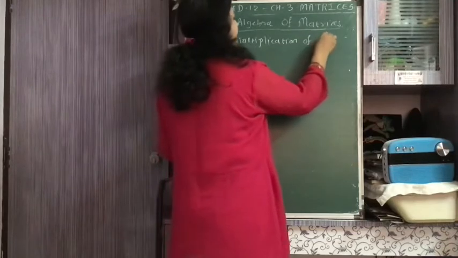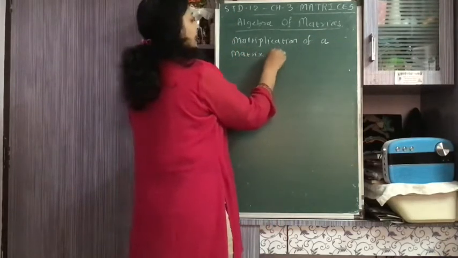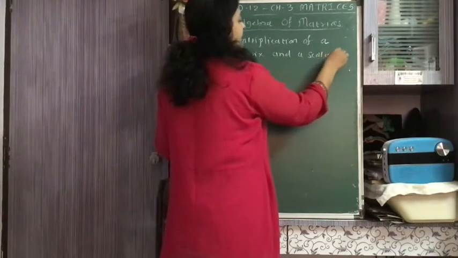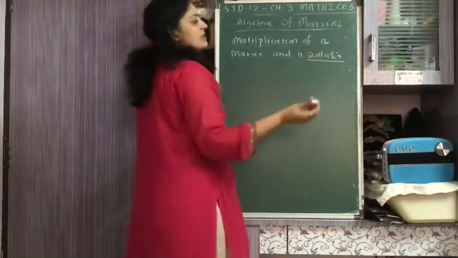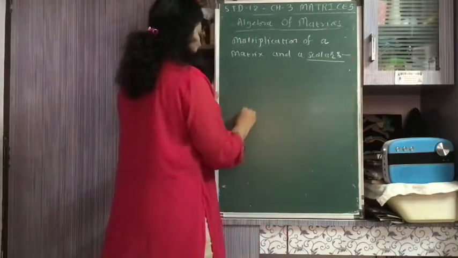of a matrix and a scalar. Scalar means we have to consider a constant, a real number. So how can we multiply a scalar and a matrix? First I'll give you one example.